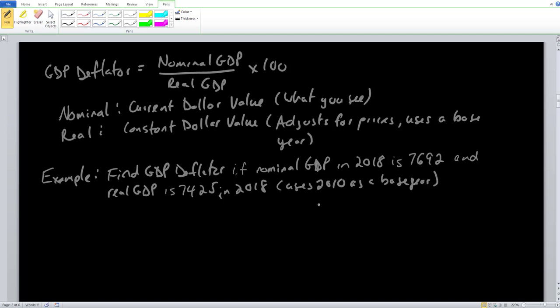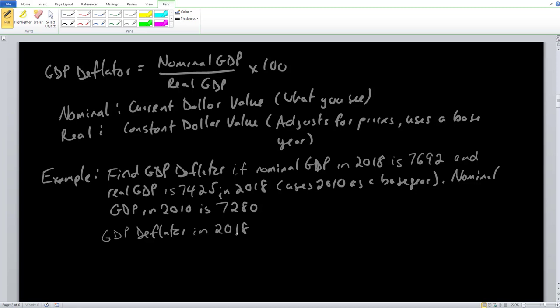One additional piece of information, the last piece, is that nominal GDP in 2010 is 7,280. So find the GDP deflator if nominal GDP in 2018 is 7,692 and real GDP is 7,425, which uses 2010 as a base year. The nominal GDP in 2010 is 7,280. Let's find the GDP deflator in 2018. We can simply insert the numbers that we know into the formula.